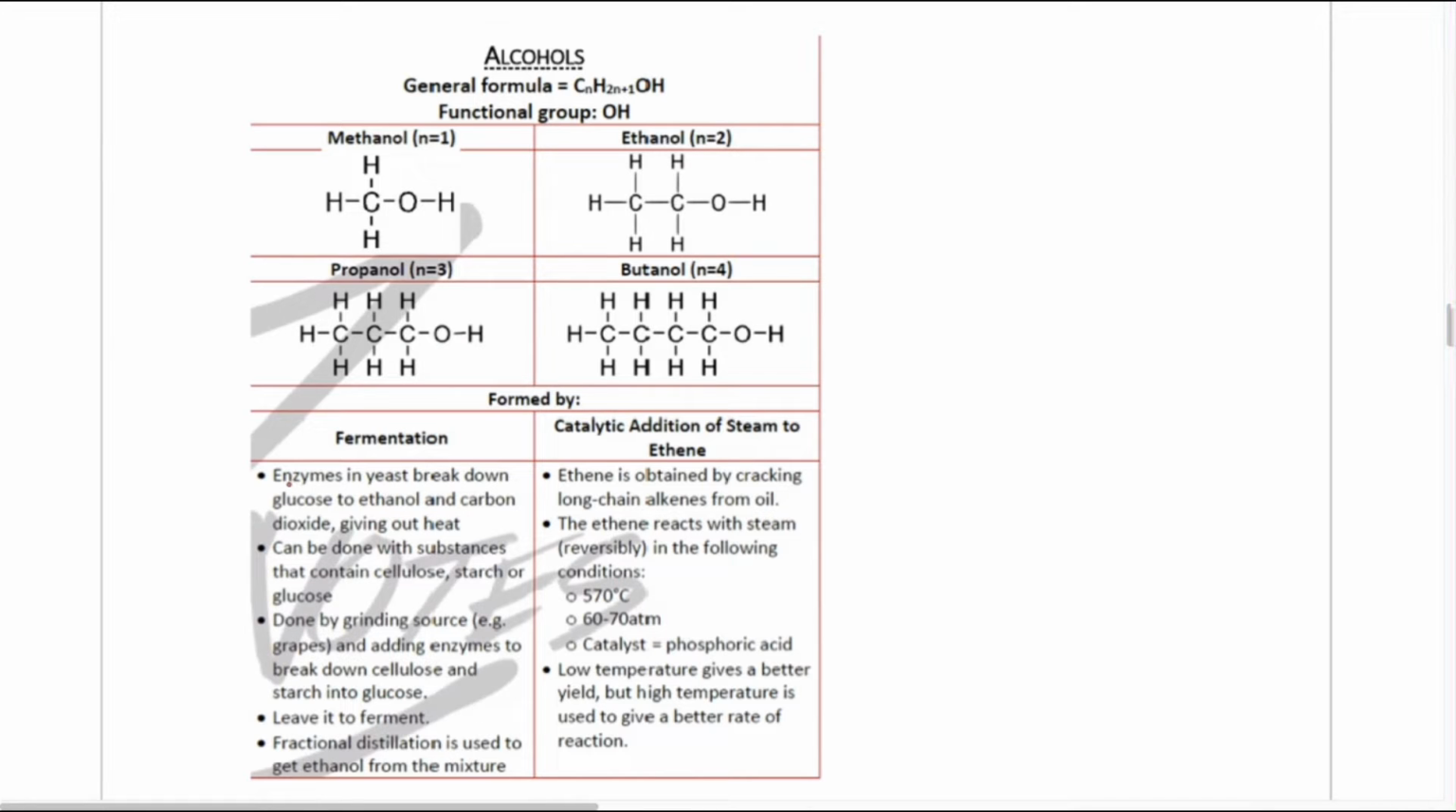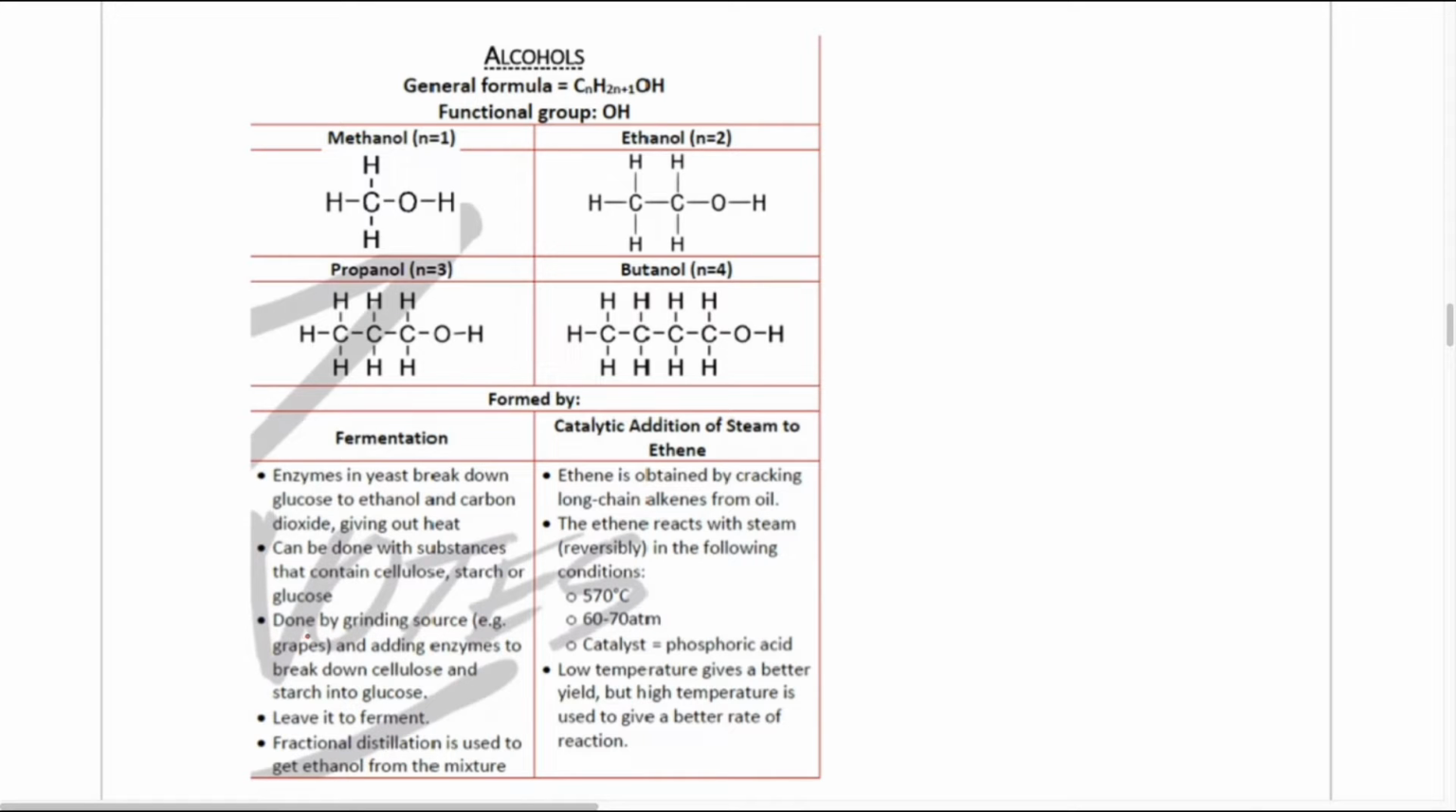So this is the fermentation process, the traditional way to make wine. For example, you put yeast with rice, and then they will form wine. So the wine is actually the production of alcohol with others. Or maybe you put yeast with grapes, then they will form red wine. So it can be done with substances that contain cellulose, starch, or glucose, like rice, like grapes.